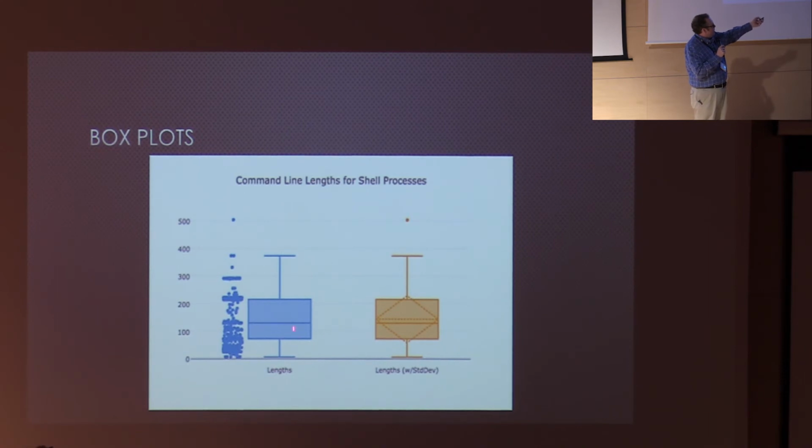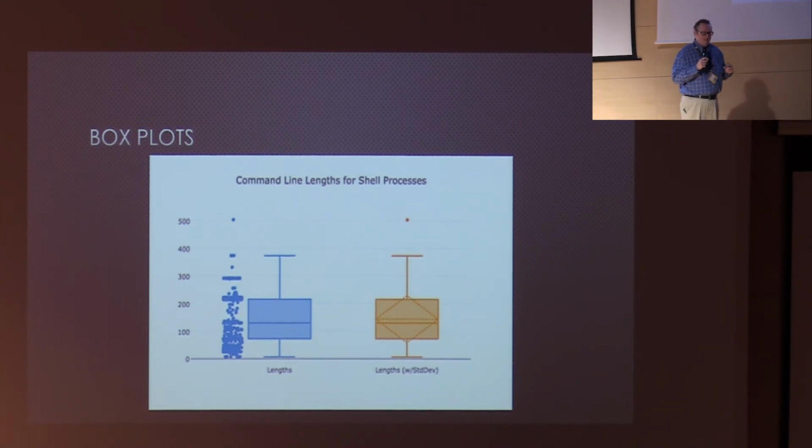Then you have the 25th percentile, the lower end of the box, which means 25% of the values are under here. This is the 50th percentile, which says basically half of the values are under here, and the 75th percentile, so three quarters of the values are under here. That's really all there is to reading a basic box and whisker plot.